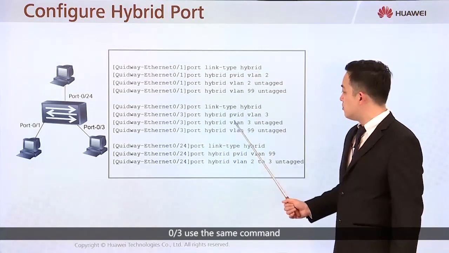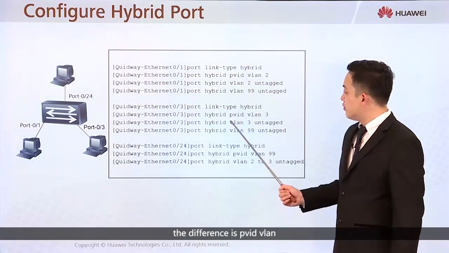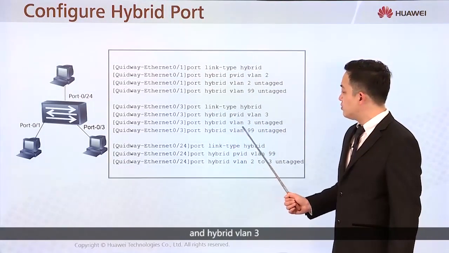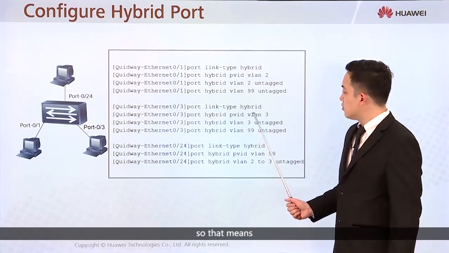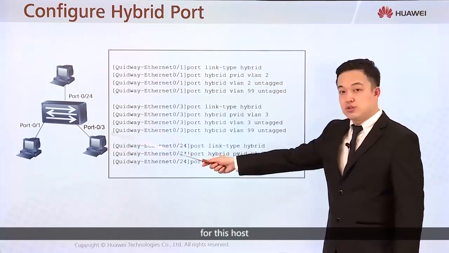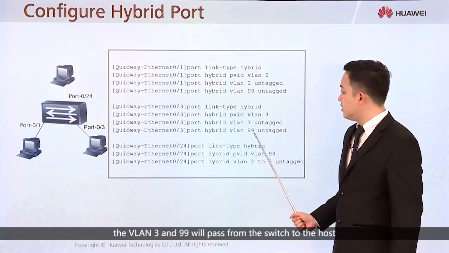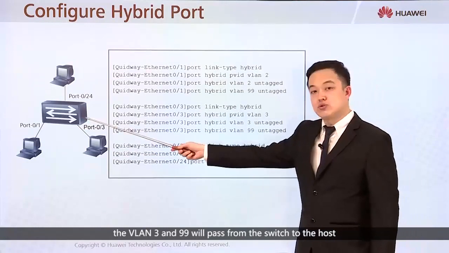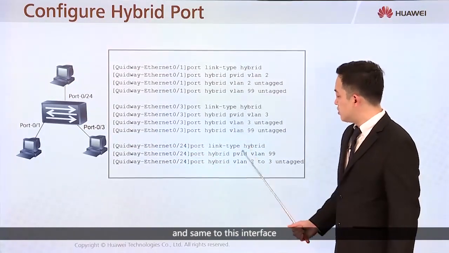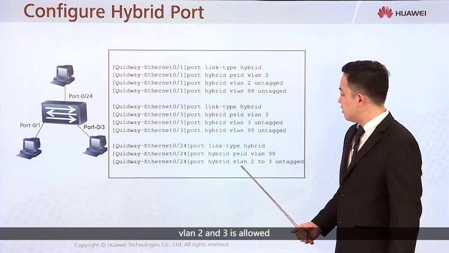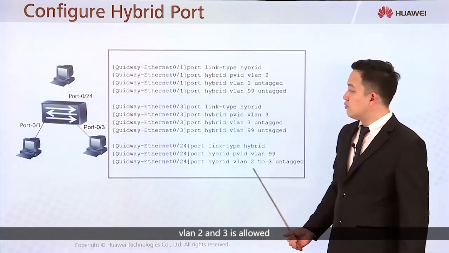Port 03 uses the same commands. The difference is PVID VLAN 3, and hybrid VLAN 3, hybrid VLAN 99. That means for this host, VLAN 3 and 99 will pass from the switch to the host. And the same for this interface: VLAN 2 and 3 are allowed.